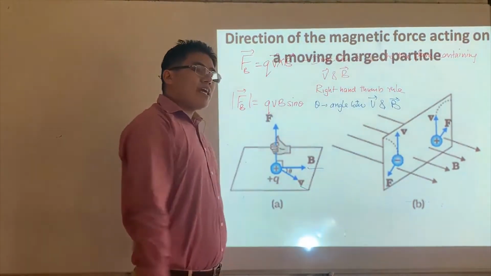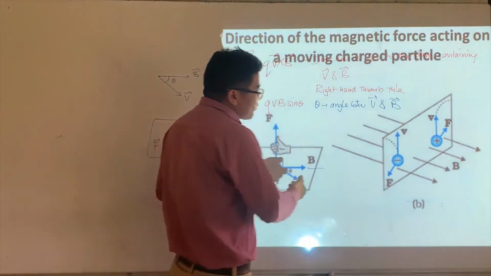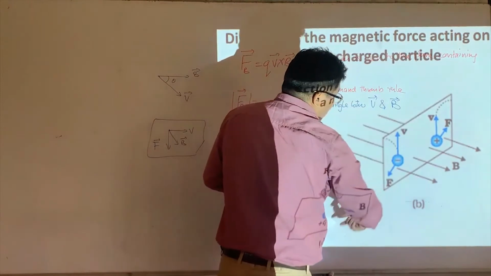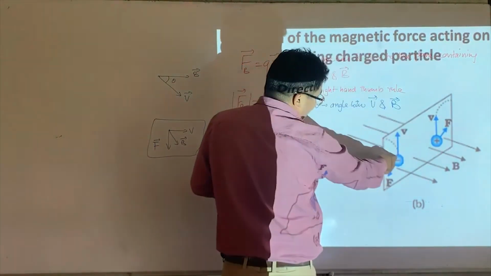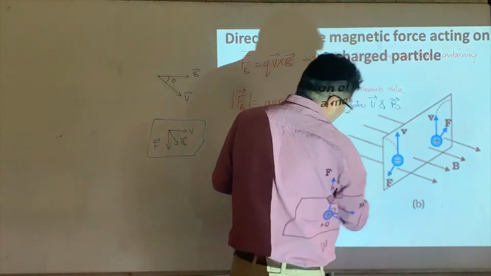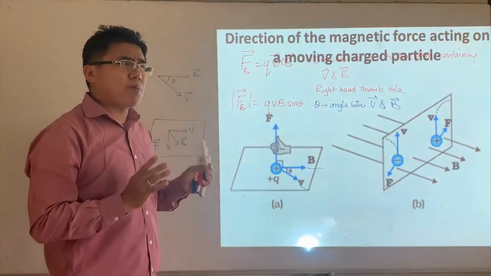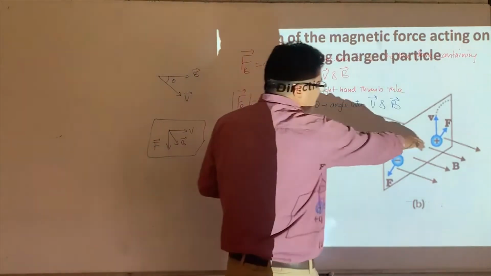And in case of a negative charge, this is just the opposite of a positive charge. So for a negative charge, the velocity is upward, and this has to be opposite. If a positive charge is in this direction, the negative charge has to be in the opposite direction. Positive and negative charges are opposite, right? So that you should keep in mind. Very, very important.